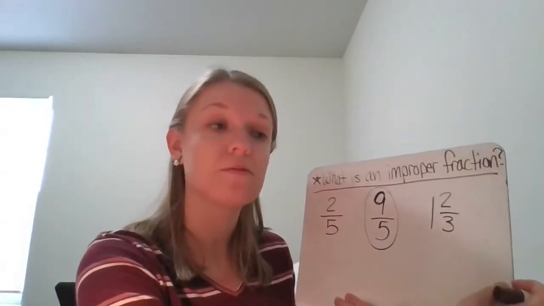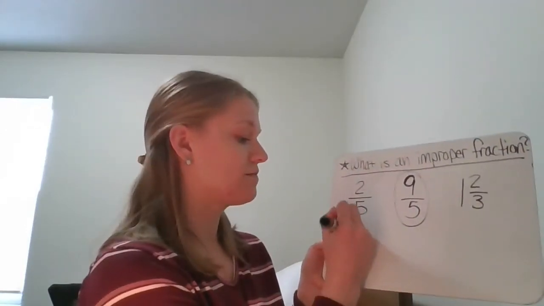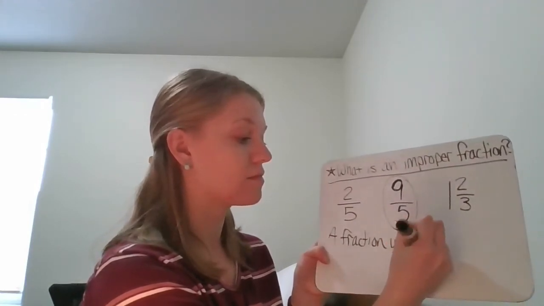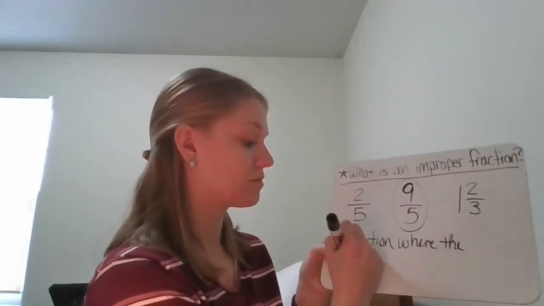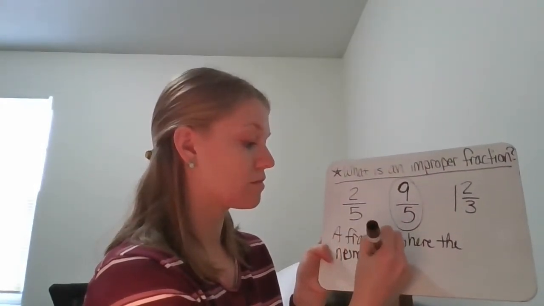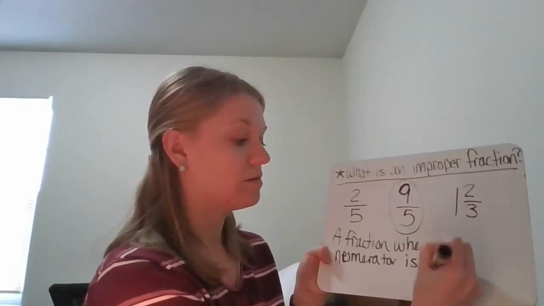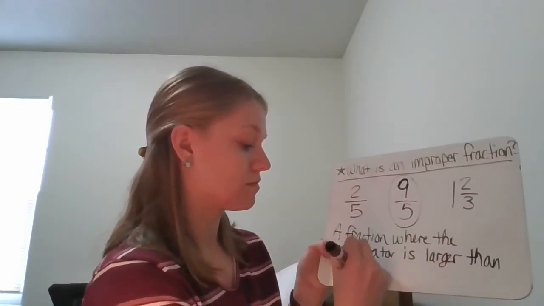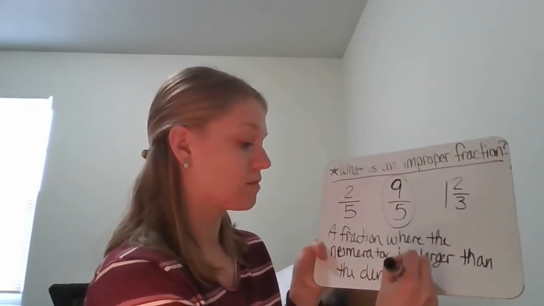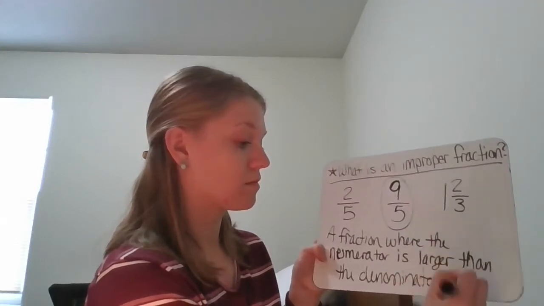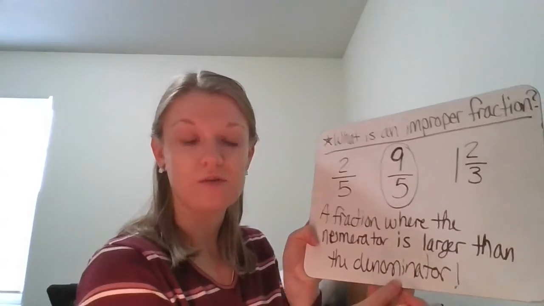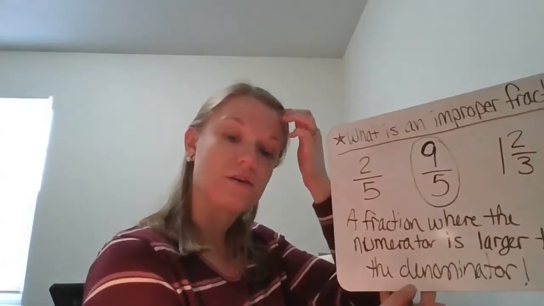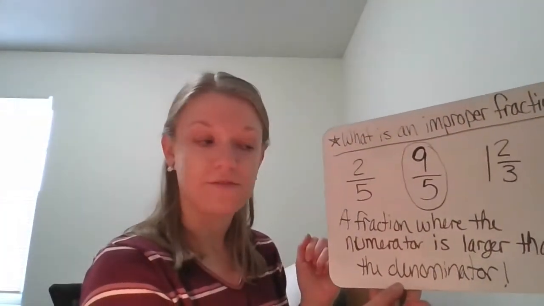So a definition for an improper fraction is a fraction where the numerator is larger than the denominator. Okay, so a fraction where the numerator is larger than the denominator. And an example of that would be 9/5.